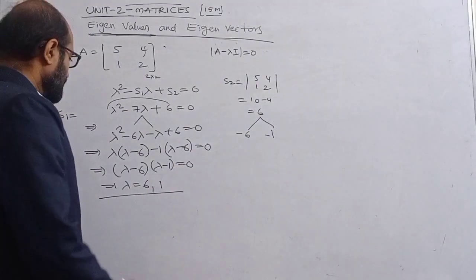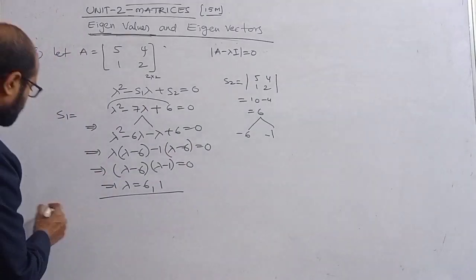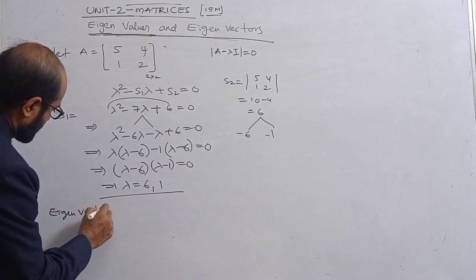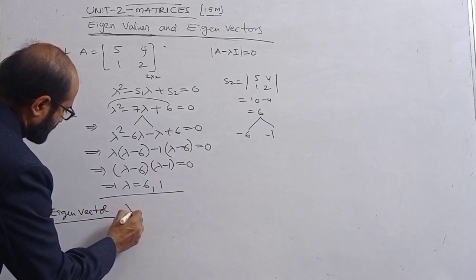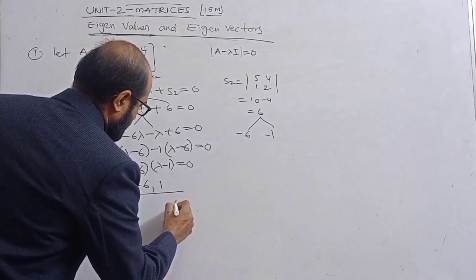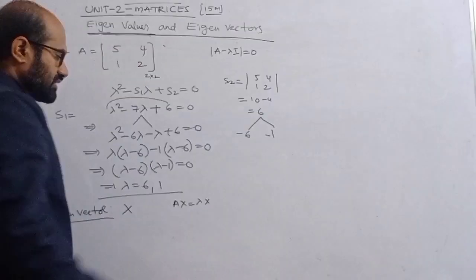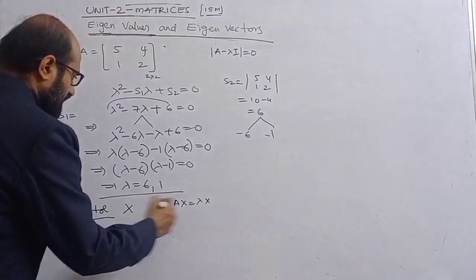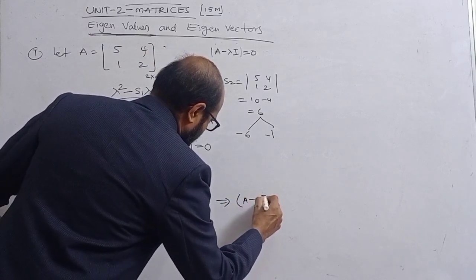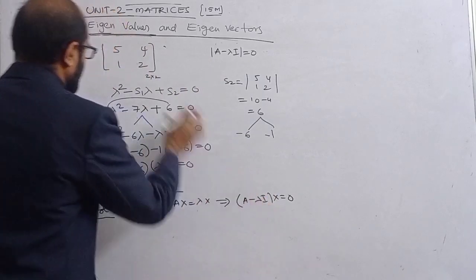Now by using these eigenvalues, let us find the eigenvectors. You know the definition of eigenvector: if x is any non-zero vector such that Ax equal to lambda x, then x is called the eigenvector. This is nothing but the matrix equation A minus lambda I into x is equal to 0.